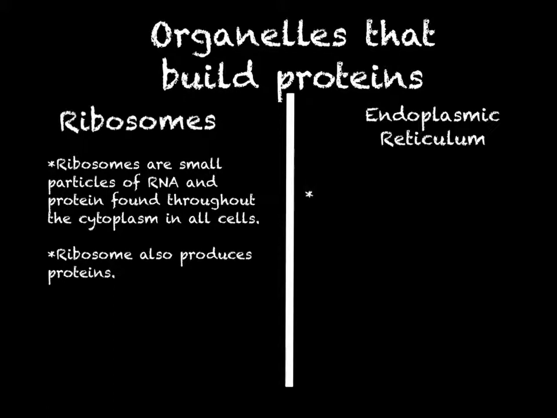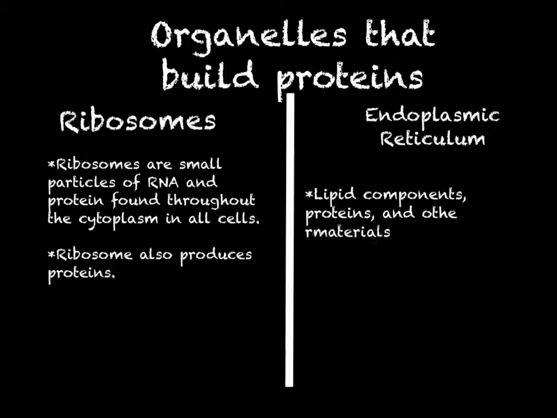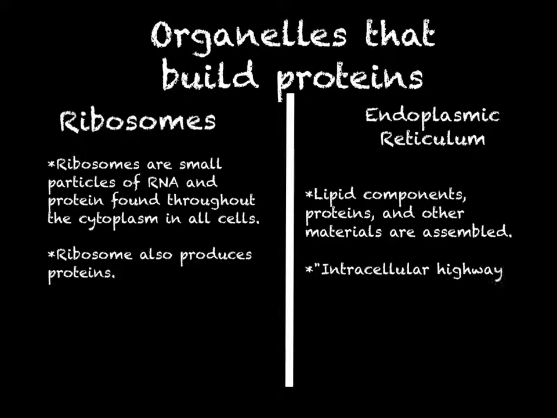Endoplasmic reticulum. This is where lipid components, proteins, and other materials are assembled. It is known as the intracellular highway. There are two types: smooth ER and rough ER. We will discuss those in the next slide.